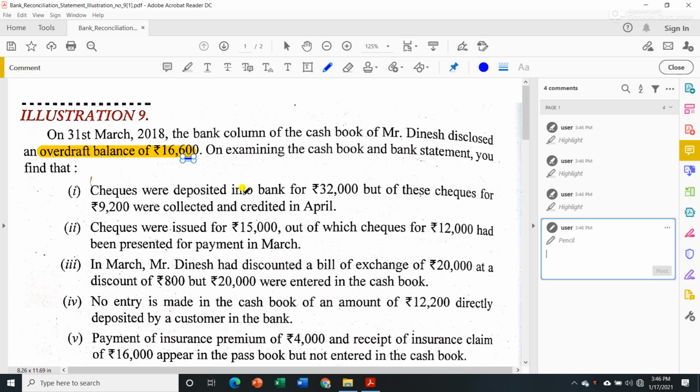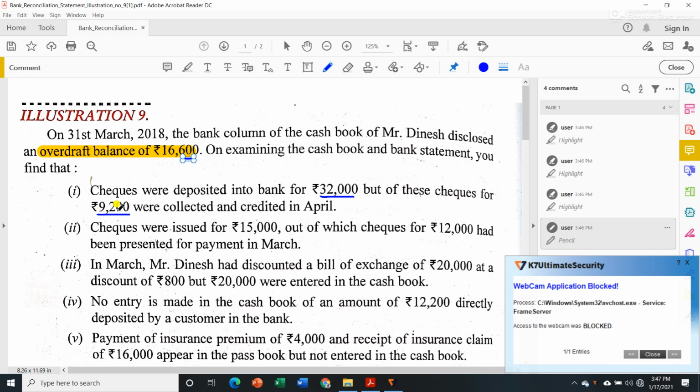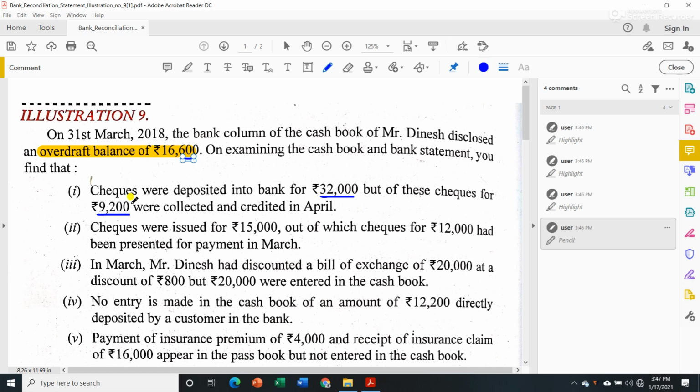Let us see. Checks were deposited into bank for 32,000. Now according to the cash book, we received 32,000 in our bank account, but out of these, checks for 9,200 were collected and credited in April. So the remaining amount was the actual amount that we received in our passbook. The difference will be 32,000 minus 9,200. It is showing extra in our cash book, so we will deduct this one.